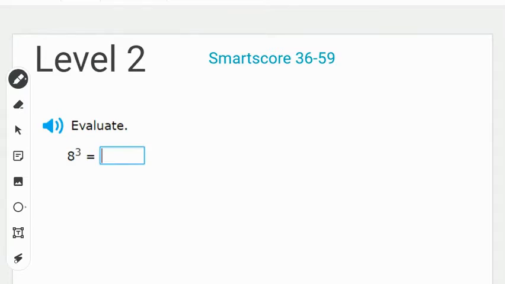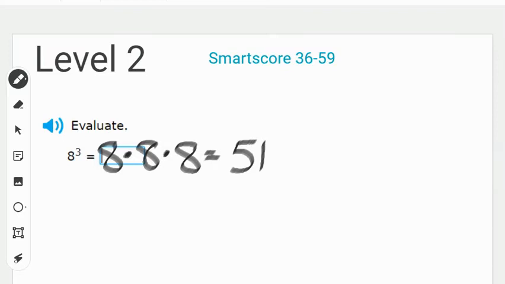Level 2 now. We have 8 to the third power, sometimes said as 8 cubed. 8 cubed is sometimes what we say for a third power. And that means we have three 8s. 8 times 8 times 8. A little more challenging to think about. The calculator could come in handy. This ends up equaling 512.